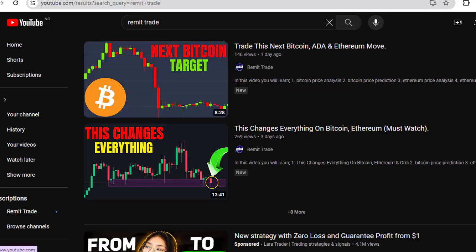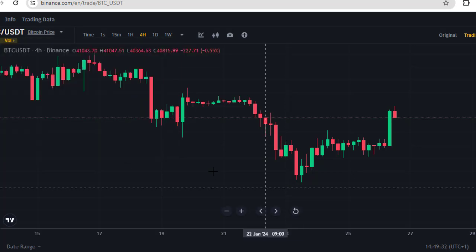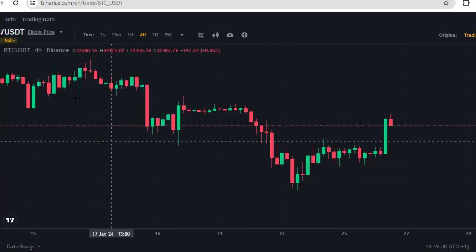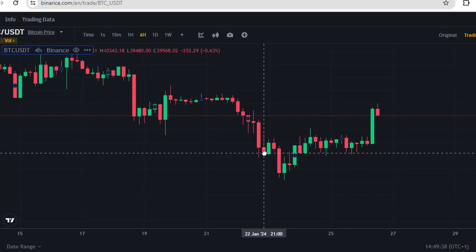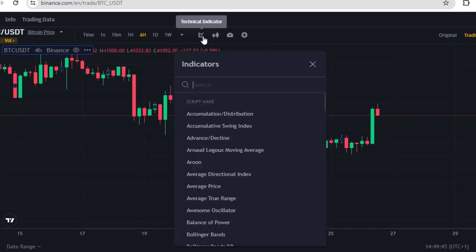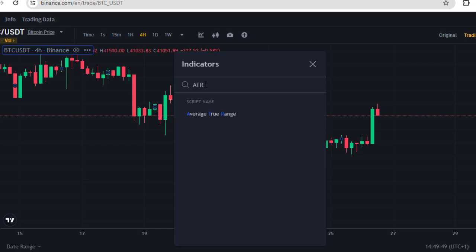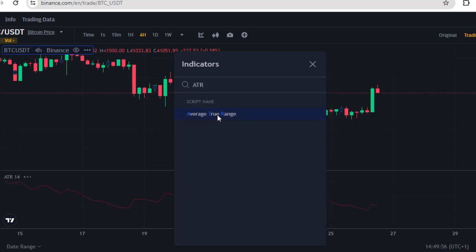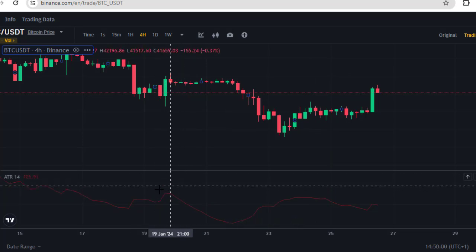So let's get right into the video. If you go to the chart right here, the first thing you have to do to bring up the ATR indicator is to go to this section where we have technical indicator. On technical indicator, you type ATR. Right here, the ATR is already on this very page, so I could just tap it and it will appear on my chart.